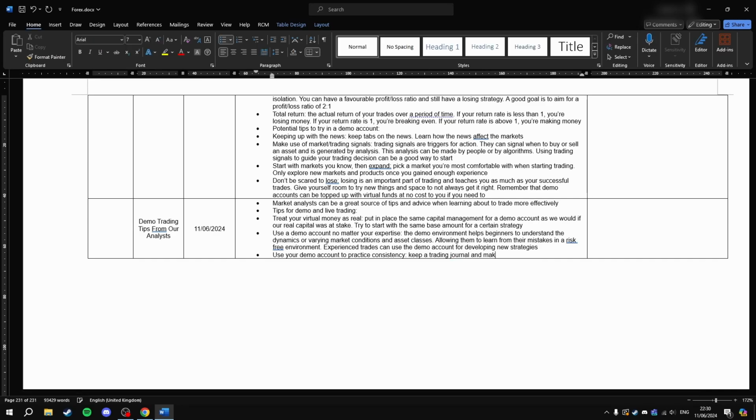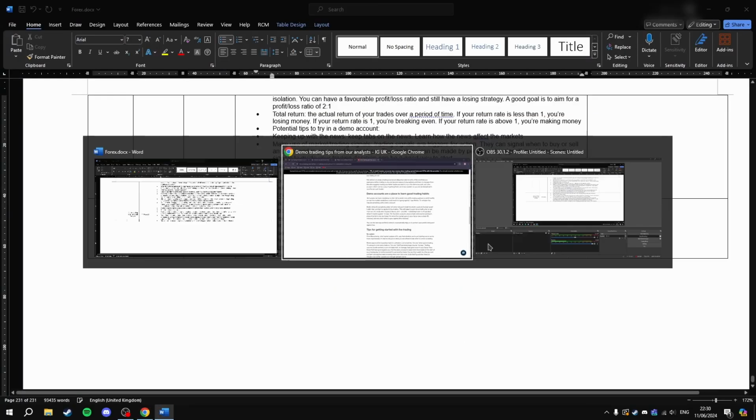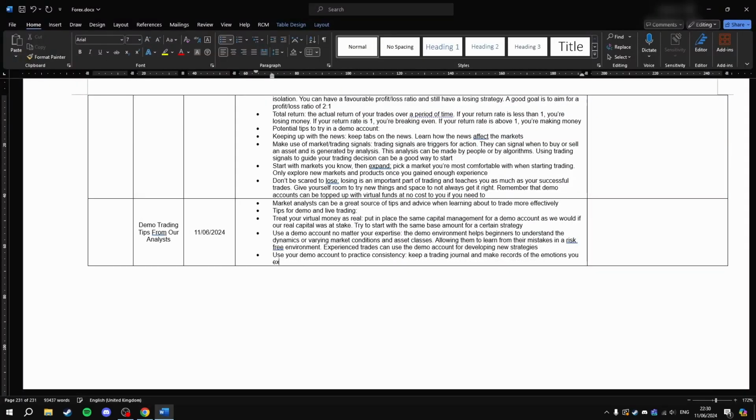Keep a trading journal and make records of the emotions you experienced when trading.